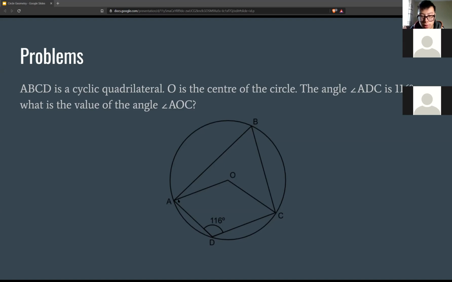Now we're trying to solve for AOC. And here we can use the Star Trek theorem. So that means AOC is 2 times ABC. And 2 times 64 gives us 128. So AOC is equal to 128 degrees. Are there any questions? Give me a thumbs up if you understand. Okay, I see a few thumbs up. Okay, it sounds good.